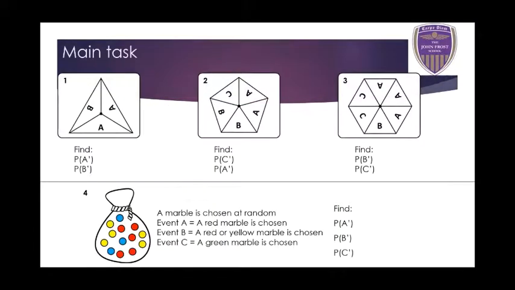So all of these questions are asking you to find the prime. None of them are asking you to find the probability of just event A or just event B. They're all asking you about the prime versions of the events. So none of them are just the event happening; they're all asking you about the events not happening. Okay, so pause the video and have a go at these 4 questions. Best of luck.